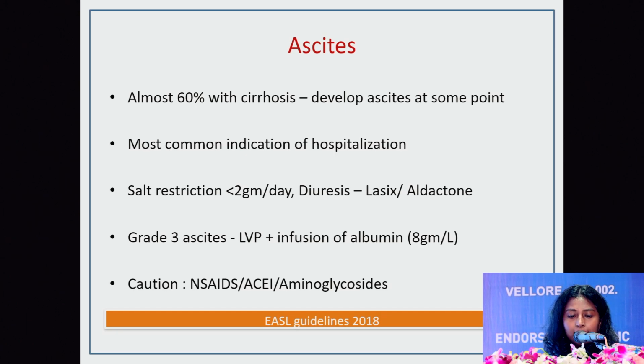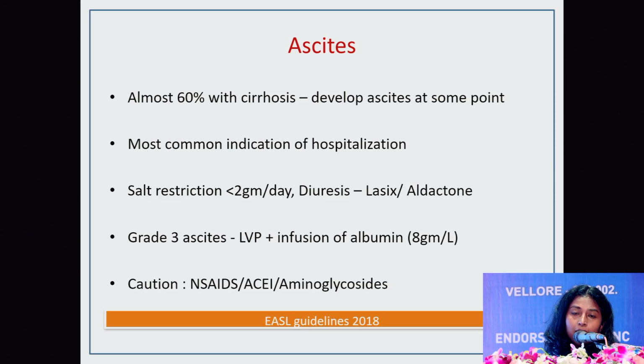Now a patient with grade 3 ascites, that is a patient having gross or tense ascites, the management would be a large volume paracentesis. What do I mean when I say large volume paracentesis? It would be removing around 3 to 5 liters of ascitic fluid at one go. Now when we are removing that large volume of ascites, we should also give them albumin. Why? That is to prevent paracentesis-induced post-circulatory dysfunction.